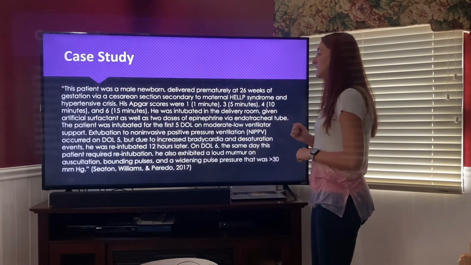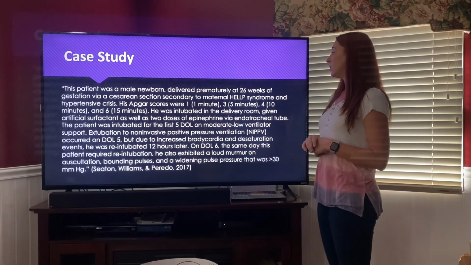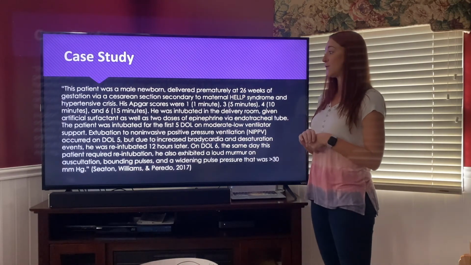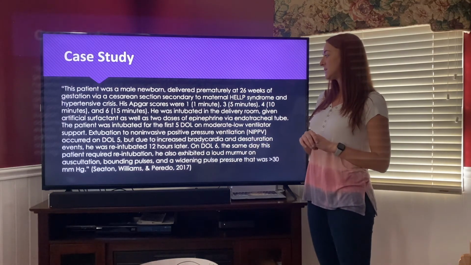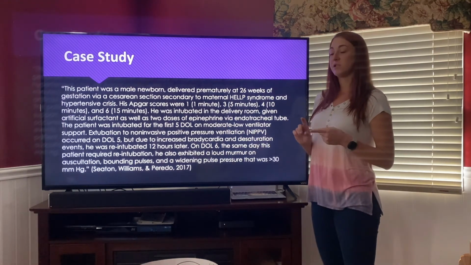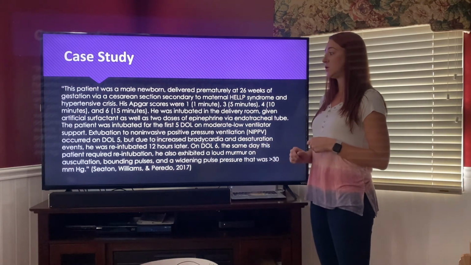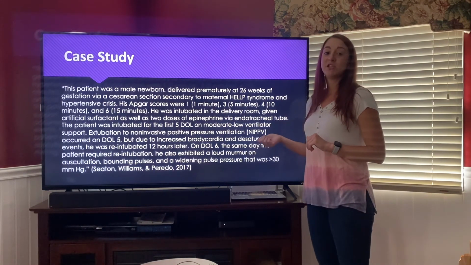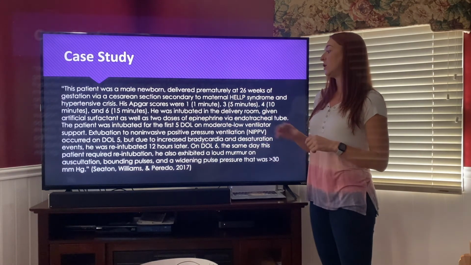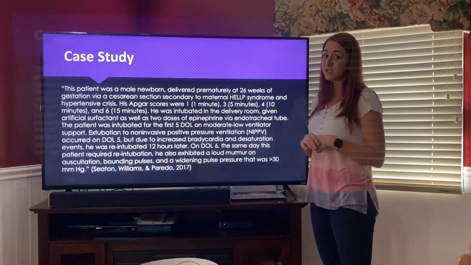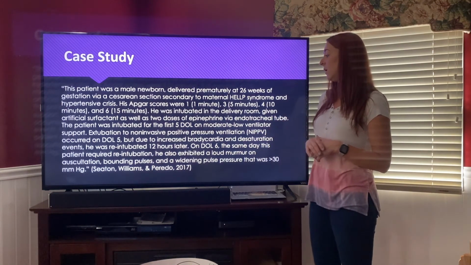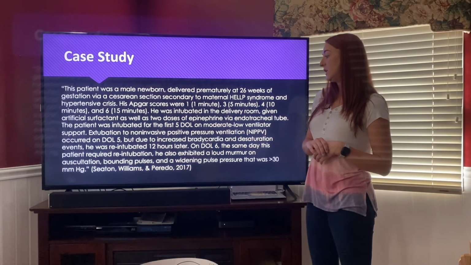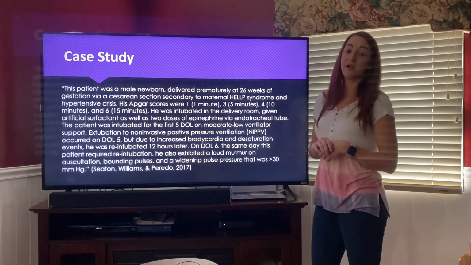So now we're going to take a look at a case study. So a patient, male newborn, delivered prematurely at 26 weeks via C-section, secondary to maternal HELLP syndrome and hypertensive crisis. His APGARs were 1, 3, 4, and 6. He was intubated in the delivery room, given artificial surfactant, as well as 2 doses of epinephrine via the endotracheal tube. He was intubated for the first 5 days of life on moderate low ventilator support. Extubation to non-invasive positive pressure ventilation occurred on day of life 5, but due to increased bradycardia and desaturation events, he required re-intubation 12 hours later. On day of life 6, the same day as re-intubation, the infant had a murmur on auscultation, bounding pulses, and widening pulse pressures greater than 30.